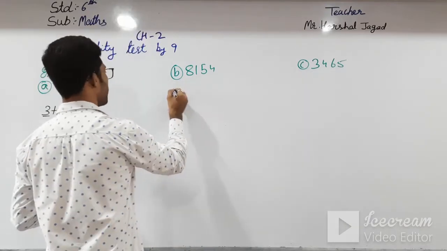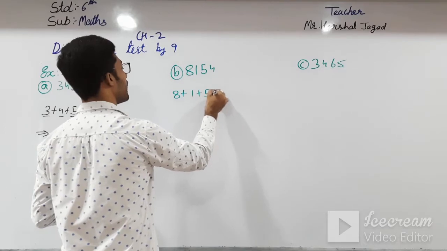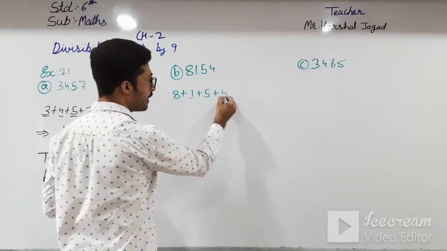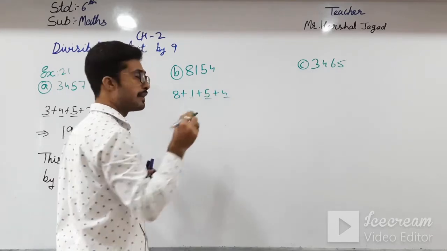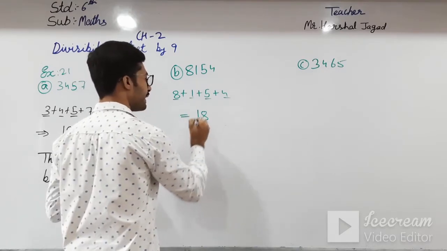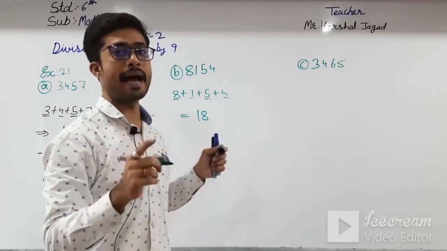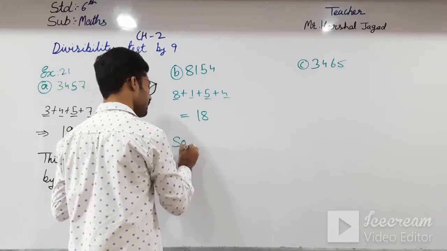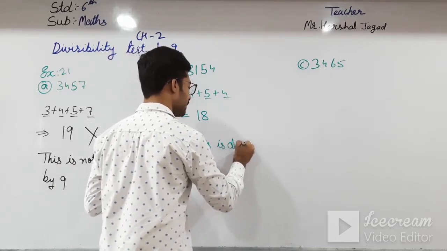Okay students, moving towards next. See here, 8 plus 1 plus 5 plus 4. See here, 4 plus 1 is 5, 5 plus 5 is 10, 10 plus 8 is 18. Is 18 coming in the table of 9? Yes, 9 twos are 18. So this is divisible by 9.